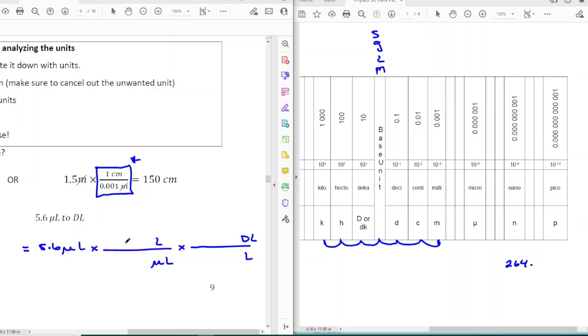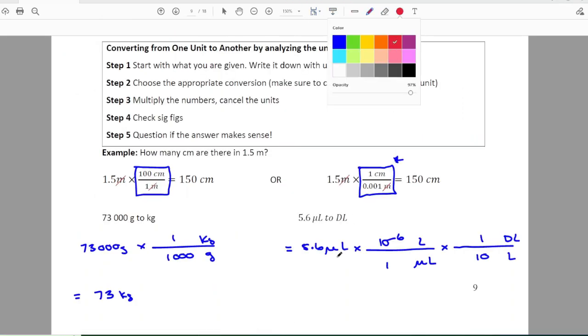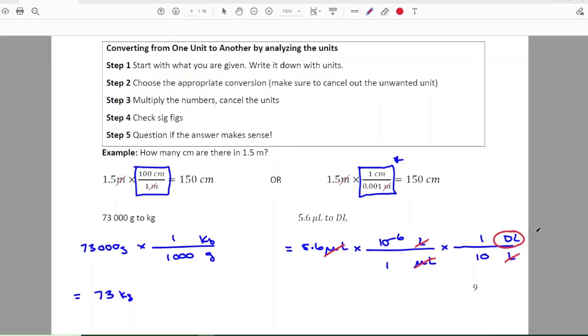So my first one is that I know that this one up here is what goes with my liters. So 1 microliter is equal to, now you can either write 0.000001 or times 10 to the negative 6 liters. And then same thing here, I know that 10 liters is 1 decaliter. So again, what goes with your base unit is the number written up here. And what this will do from a dimensions point of view is that I will cancel out micro with micro, liter with liter, and I will be left with decaliter.